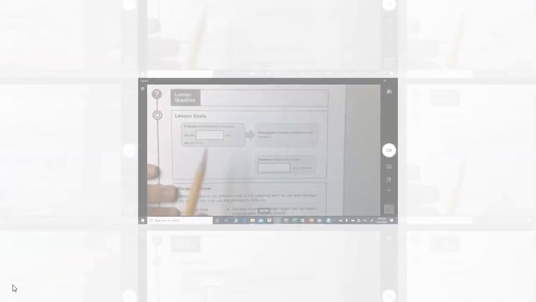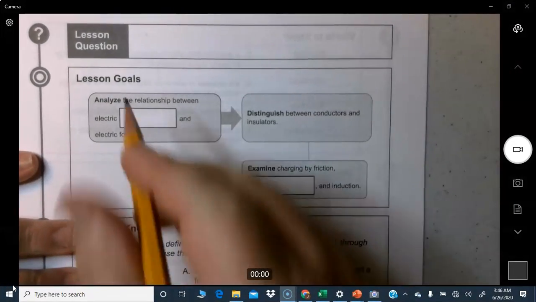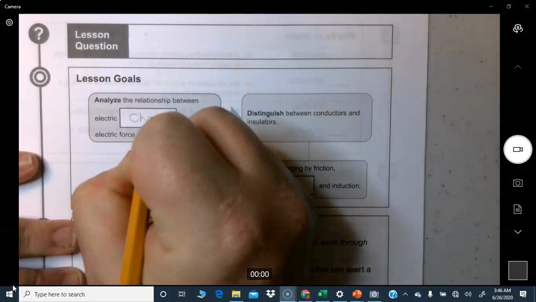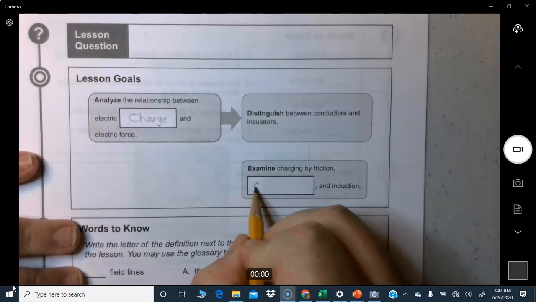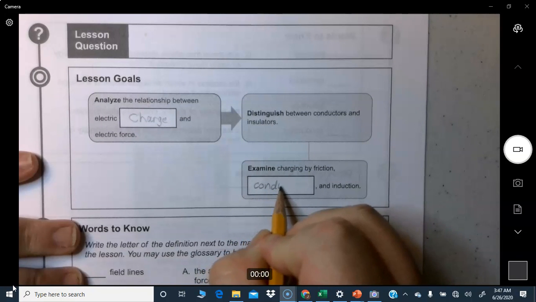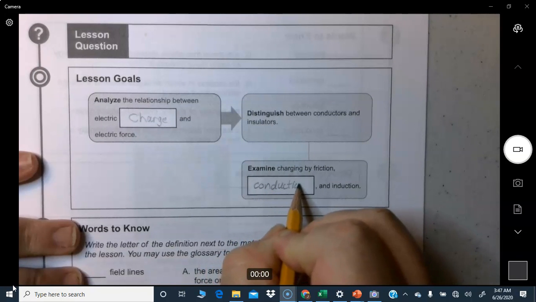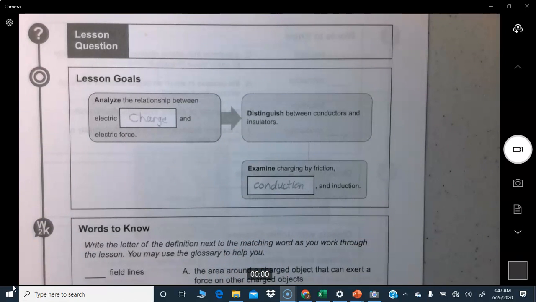All right, so the two terms we have, if you want to write this out by hand here, are charge and conduction. Again, what we're really talking about is the force on electric charges, which would be protons and electrons, and how they eventually, in this unit, interact with each other, the effect that they have on each other. So that's the very beginnings of studying electricity.